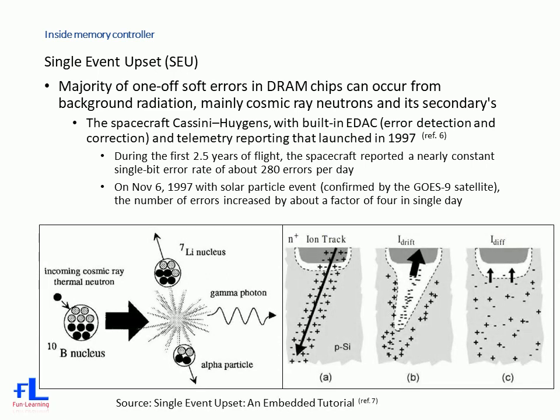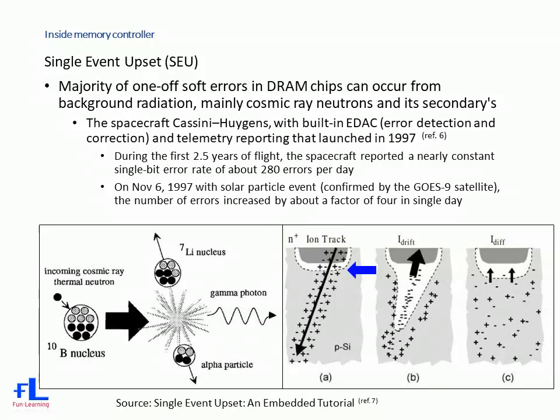Here is a short explanation of single event upset. Boron is a p-type dopant for transistor junction formation. Boron has two isotopes, B10 and B11. B10 is in an unstable state. When a cosmic ray neutron hits the boron-10 nucleus, it causes the nucleus to split into two parts, lithium-7 nucleus and alpha particle, and generates a gamma photon.